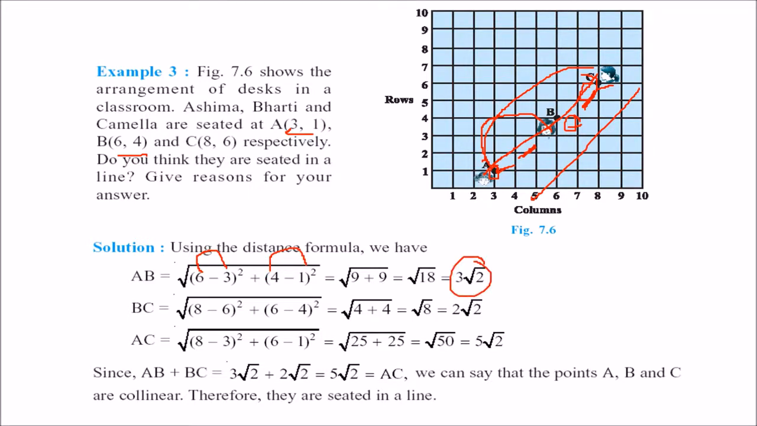This is 3 root 2. How about the distance between B and C, meaning Bharti and Camilla? It will be 2 root 2. You can add these two and find that the sum is equal to the distance of A and C, that is square root of (8 minus 3) whole square plus (6 minus 1) whole square. So because AB plus BC is equal to AC, these 3 points are nothing but collinear. They lie on the same line.